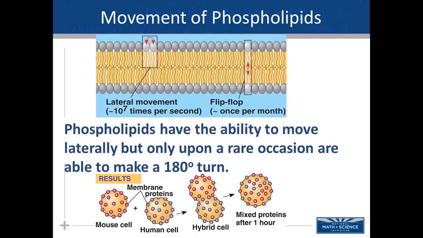Now, phospholipids have what we call lateral movement. They have the ability to move sideways, if you will. If you're looking at this little diagram, it says that it has the ability to move 10 to the 7 times per second. The ability, though, for a phospholipid to make a U-turn or flip-flop, as they say, is very rare. It occurs perhaps maybe once a month.